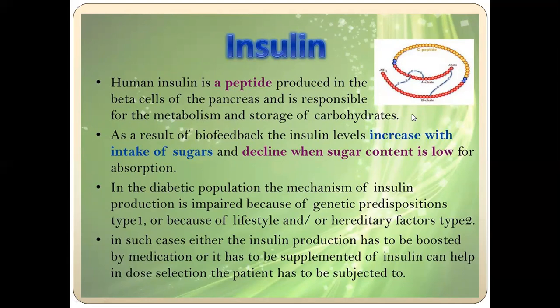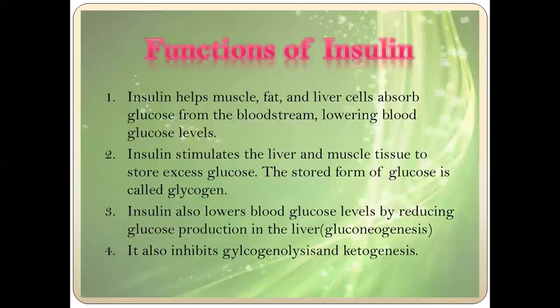This one is secreted by the beta cell of islets of Langerhans, and it is responsible for the metabolism and storage of carbohydrates. Now you can see functions of insulin. What is the function of insulin? Insulin helps muscles, fat, and liver absorb glucose from the bloodstream.